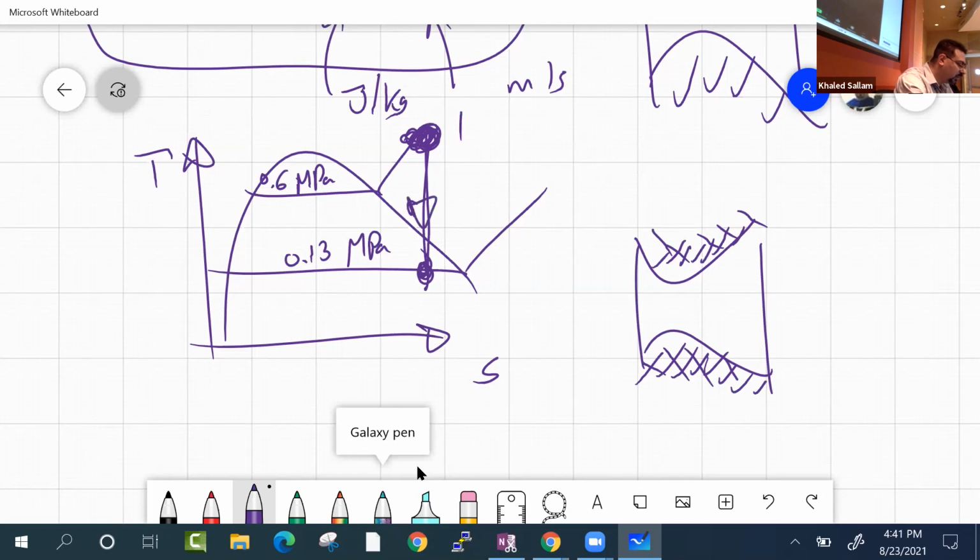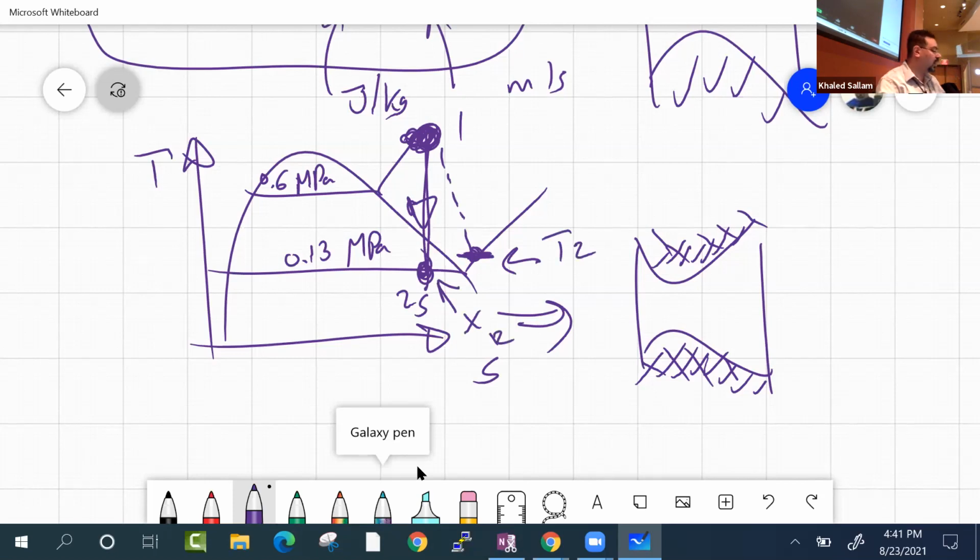If this is 1, this will be 2s. But if your process is adiabatic but not reversible, entropy can increase. And if the entropy increases, we go to the right. On the x-axis, we go to the right. So state 2 needs to be here. So that's why he was saying that if you are superheated, get me the temperature. And if you are wet, if you are inside the dome, give me the X. So T2 and X2.